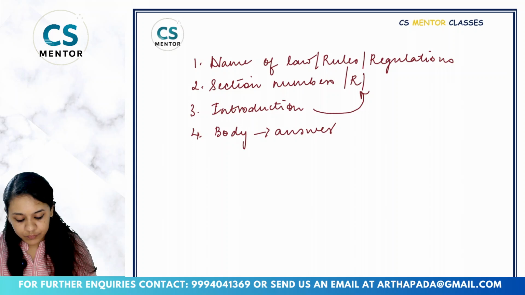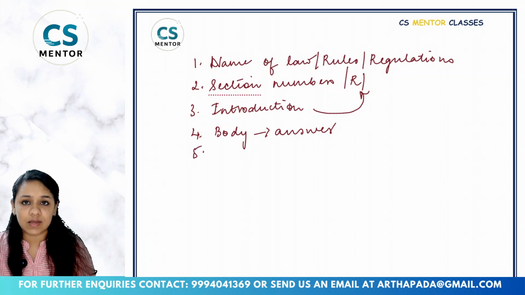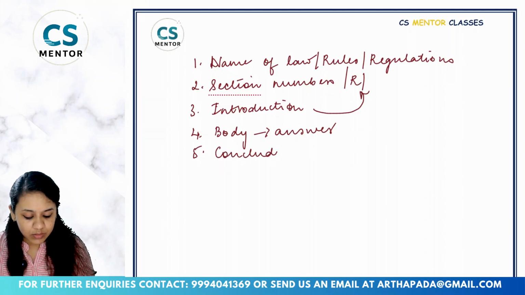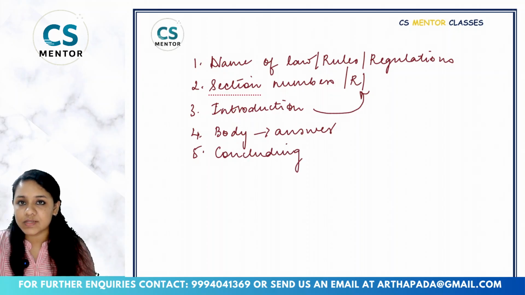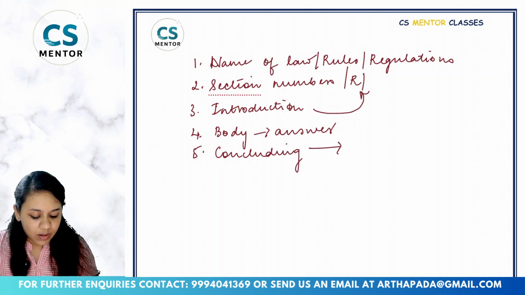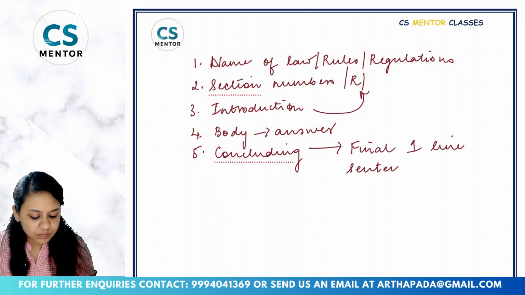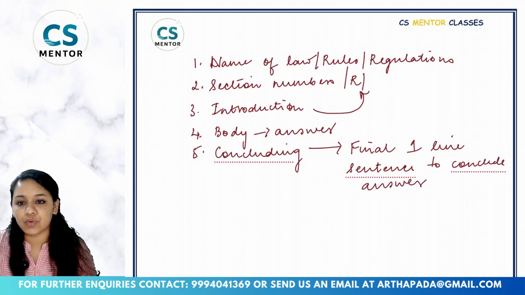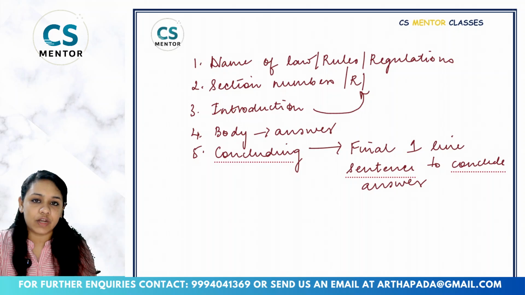Okay, then after that, wherever the questions ask, is Y entitled to do this, or is this person eligible to do that, you have to give a concluding line over here. What is the concluding line? You're giving a final one line sentence to conclude your answer. Okay, many people don't structure their answers and then they wonder why they don't get marks. This is how you have to write your answers.